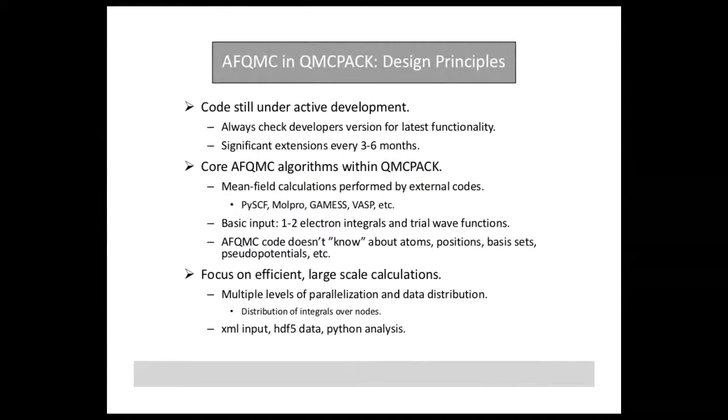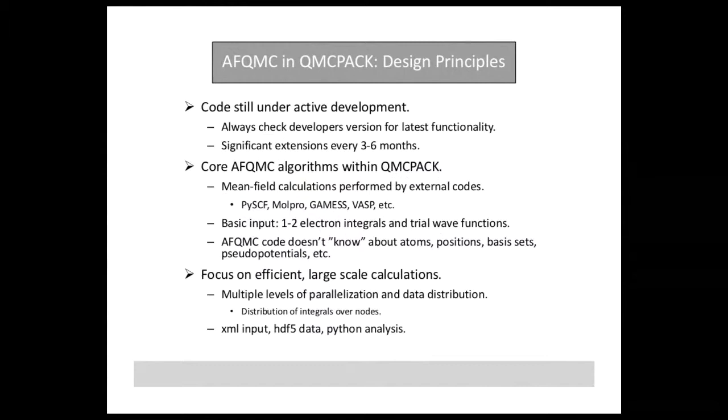So now let's turn to what's actually inside QMCPACK. The philosophy of the design that we're going for is basically to have only the core algorithm in AFQMC. So the AFQMC code essentially would have as input the matrices that define the Hamiltonian, so the one and the two body electron integrals, and the wave function, nothing else. The code doesn't know about atomic positions, doesn't know which basis it is, doesn't know what sort of potential. All of that happens in some mean field code. The mean field code generates these three matrices essentially, and that's all that AFQMC needs.